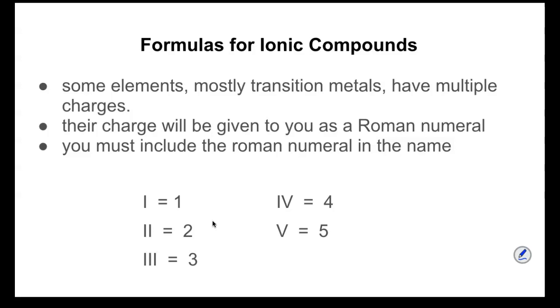So I have here some elements, mostly transition metals, have multiple charges. Their charge will be given to you as a Roman numeral. You must include the Roman numeral in the name. You guys may want to copy down this list of Roman numerals. What they're going to do is give you the Roman numeral after the name of the metal, and that's the charge you're going to use. Iron, if you're looking on your periodic table and you have the charges written in the boxes, I think iron can be a +2 or a +3. You've got to make sure you use the one they give you in Roman numerals.